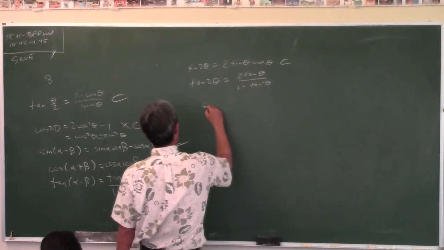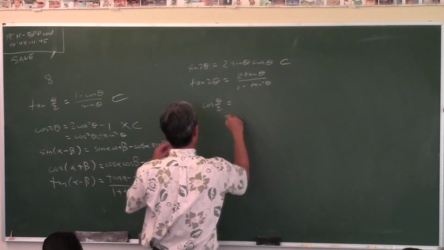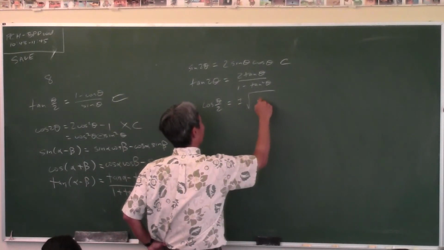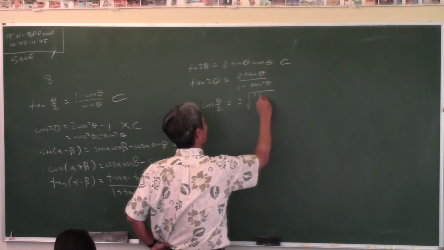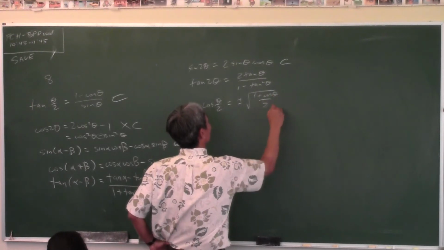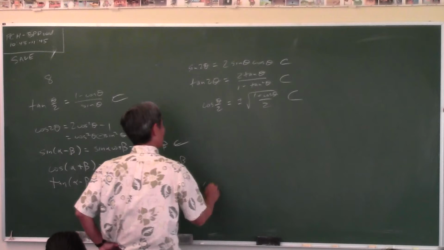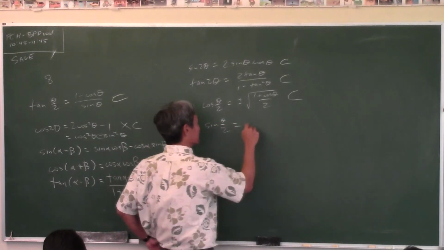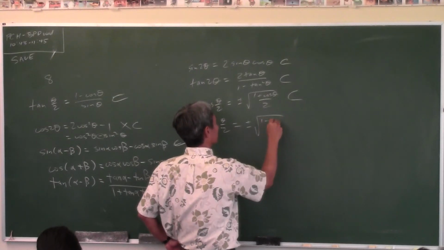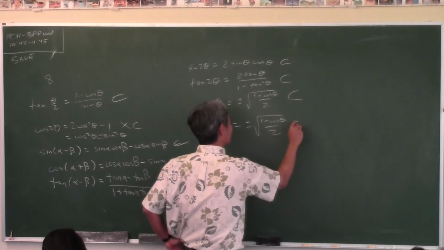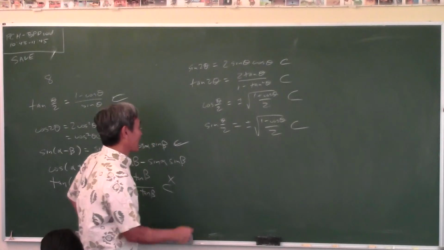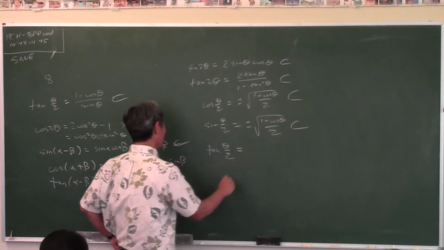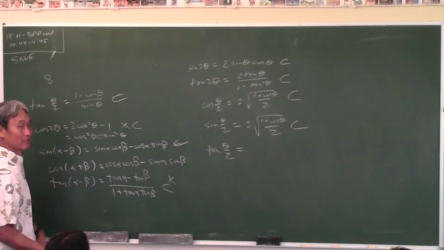Cosine theta over 2. Plus or minus the square root of 1 plus cosine theta over 2. There you go. Look at that, 3 in a row right there. Sine theta over 2. Plus or minus the square root of 1 minus cosine theta over 2. That's what I'm talking about. That's 4 in a row. Oh, this is 5 in a row, I know that. But you can't give me that one.